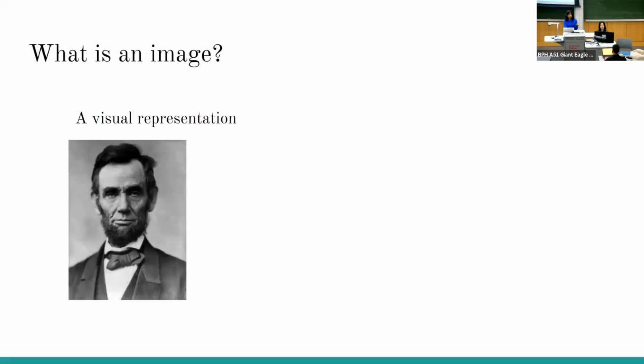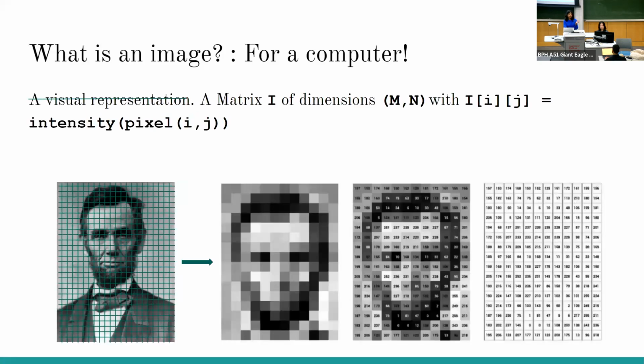And what is an image? For us humans, the image is basically a visual representation of a concept. But for a computer, it's nothing but a grid of pixels. For a black and white image, it's an n cross m matrix where each grid cell represents one pixel value. The ith and jth entry represents the intensity of that pixel, and the value can range from 0 to 255, where 0 represents black and 255 represents white.